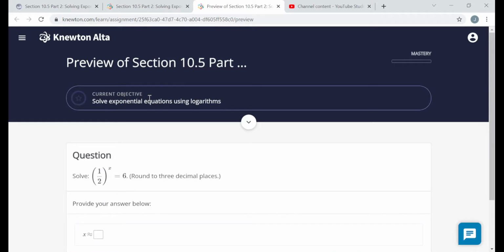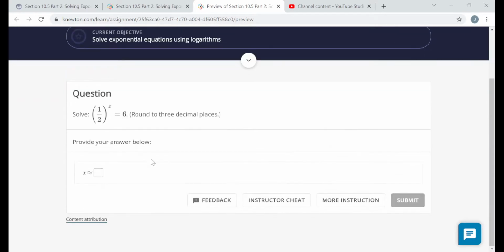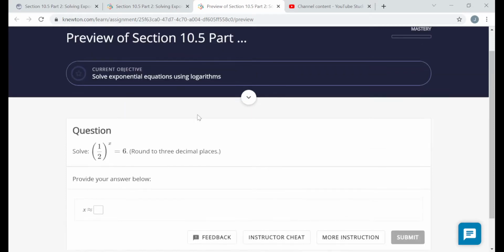Alright, then under the current objective there's a question related to that. And at the bottom of each question you should see a feedback button, which you can use to send feedback to Knewton if you wish. You will not see an instructor cheat button, right? This will not be there. But you will see a more instruction button, which if you click on this, you'll be provided with further reading material or videos related to the current objective.